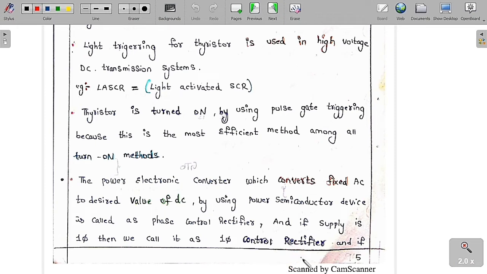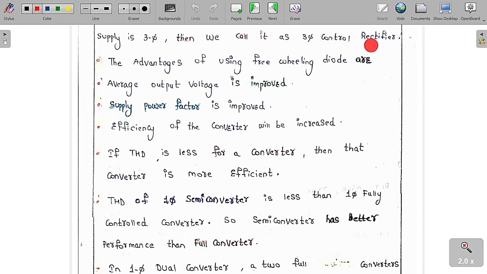So basically, the power electronic converter which converts the fixed AC to the desired value of DC by using power semiconductor devices is called the phase control rectifier. If the supply is single phase, we call it a single phase control rectifier, and if the supply is three phase, we call it a three phase control rectifier.